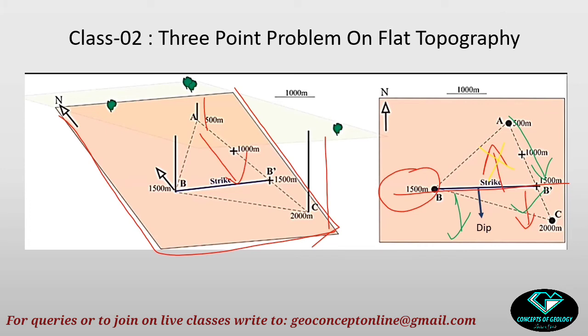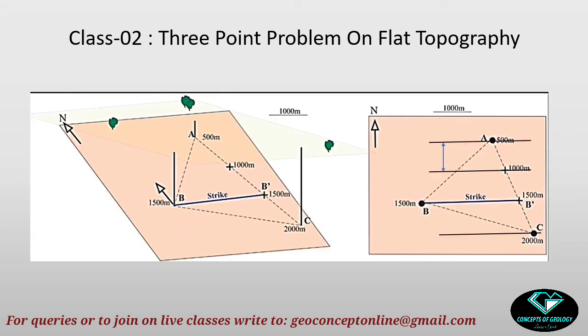Now remember it as a thumb rule that an inclined bed always dips towards the lower value contour from the higher value contour. Don't be confused, this is a negative value. So minus 500 is a higher value than minus 2000. In case of topography also, you may recall the slope of a hill is from the higher contour value towards the lower contour value. So now we have got the strike and the dip direction of the bed of the unconformity.